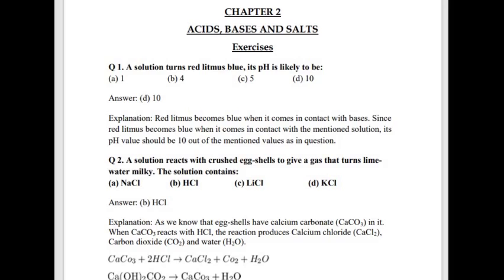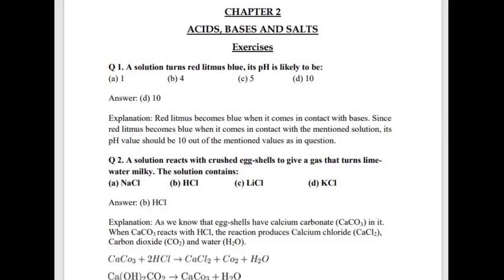Now the first question is, a solution turns red litmus blue, its pH is likely to be 1, 4, 5 or 10. Since we know that the solution is turning red litmus paper to blue color, we can say that the solution which is coming in contact with the litmus paper is quite basic in nature. So we can easily answer this question as option D, which is 10.